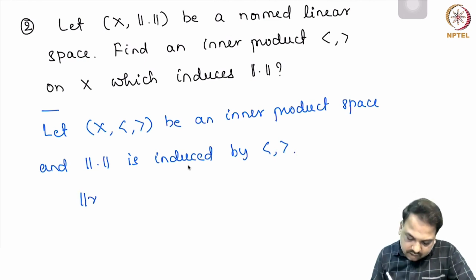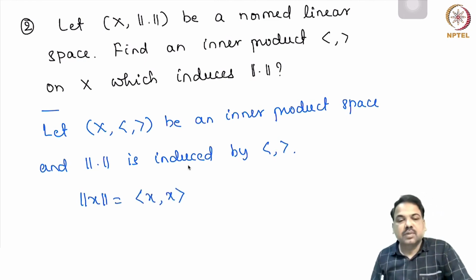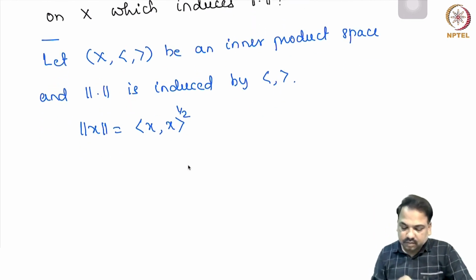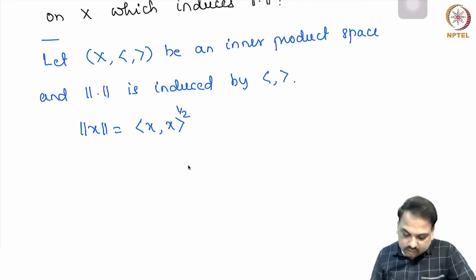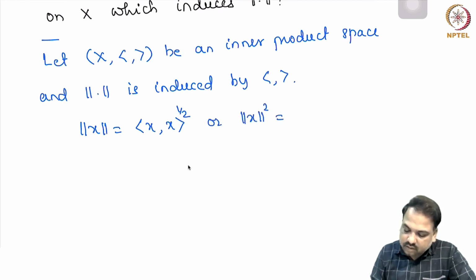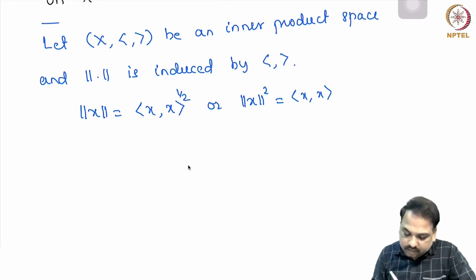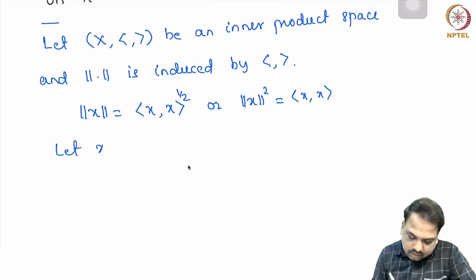That means the norm of X is defined as the square root of the inner product of X with itself. Or we can say that norm X squared equals the inner product of X with itself. Let us consider, let us take X and Y from X.